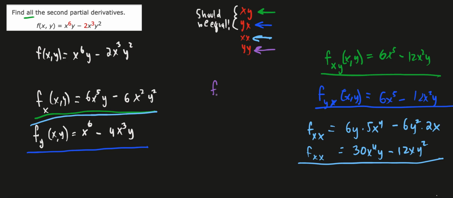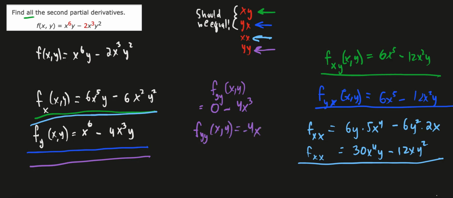f y y. That's taking this and finding the partial derivative with respect to y, treating x as a constant. Now this is going to be 0. And then minus, treating x as a constant, it's just 4x cubed, which ends up getting you to negative 4x cubed.